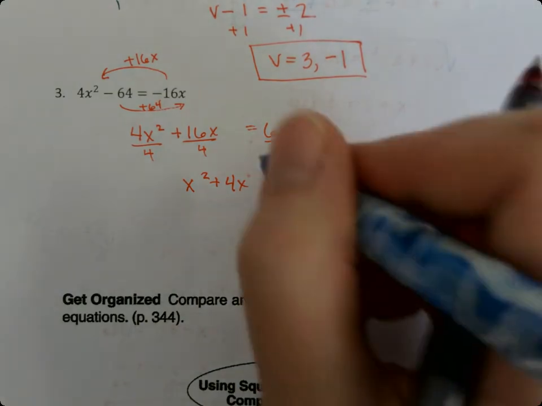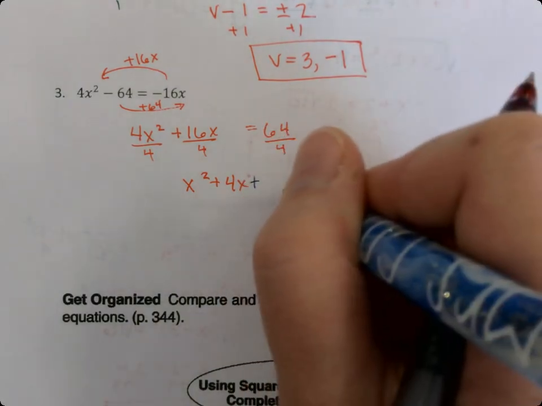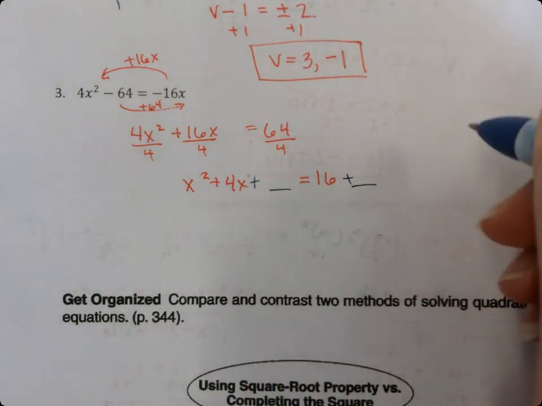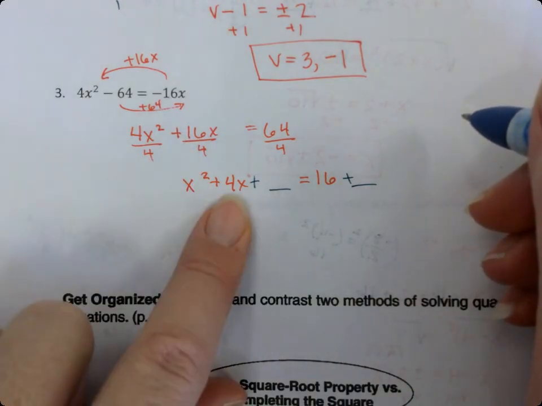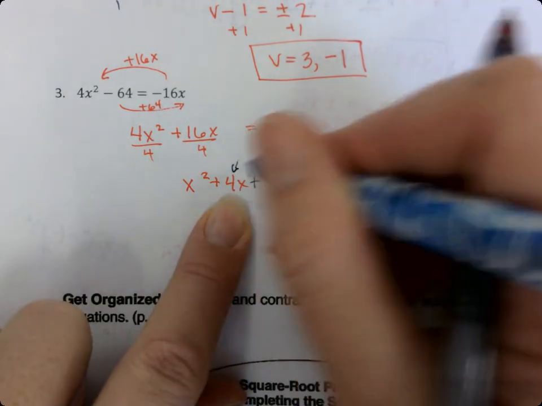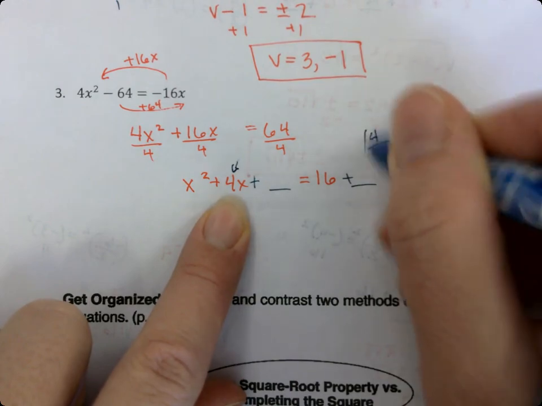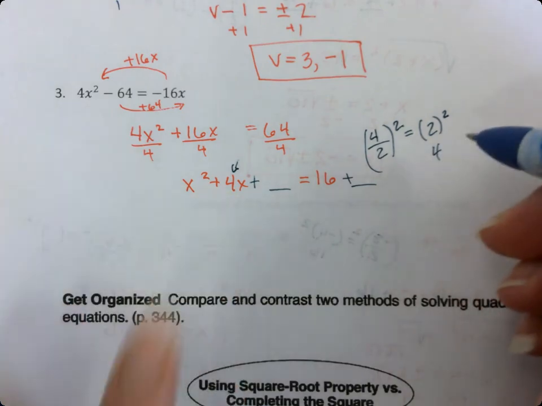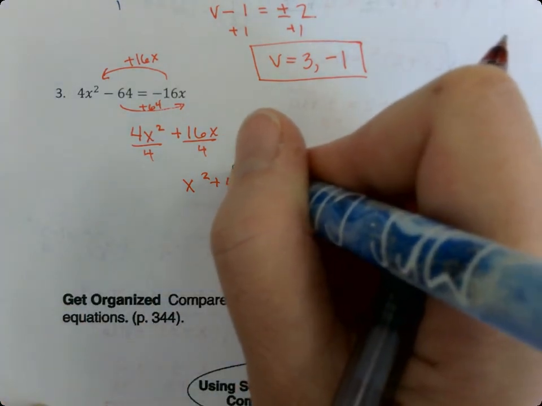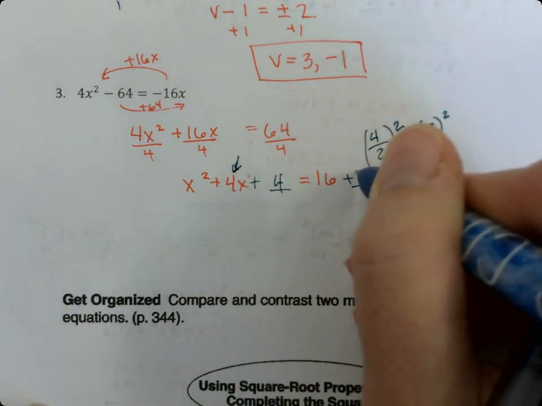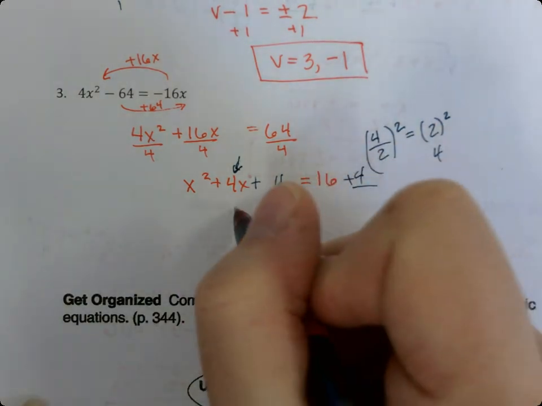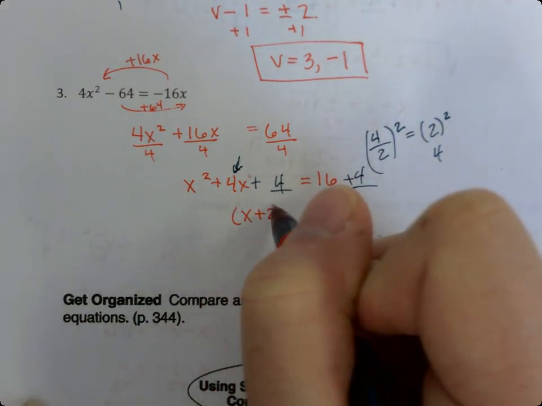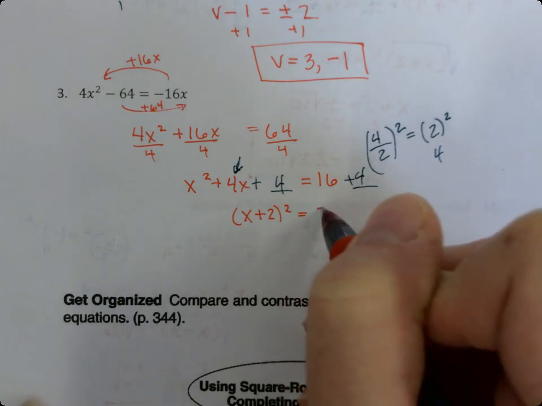All right, so I'm going to come in. I'm going to put my perfect square in here by taking, and don't go back to the original, the b that we want to use is 4. So 4 over 2 squared. 2 squared is 4. So be careful that you're using the right b value. x plus 2 times x plus 2, and that would equal 20.